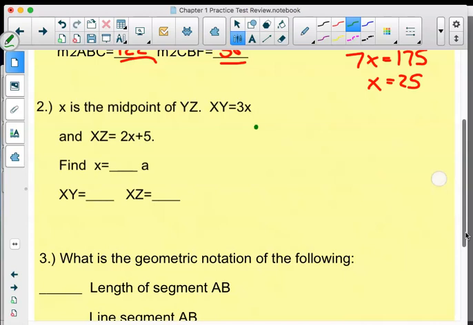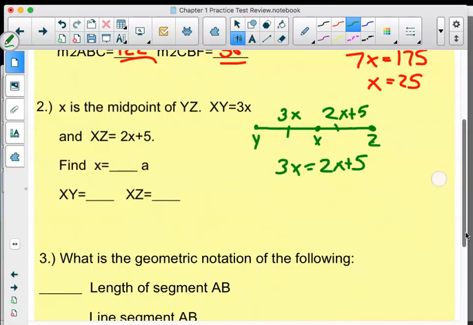I've got x is the midpoint of YZ. I've got Y, I've got Z, I've got X is the midpoint. These are equal. Okay, ooh, they're equal. No way, Bloom, that means this and this like this, right? X, Z, Y, and they are equal. So 3x is equal to 2x plus 5. And now I subtract 2x, and I got x is equal to 5. So I know x is 5.